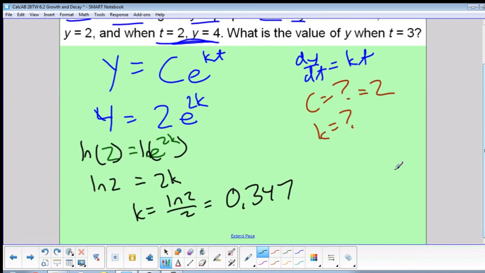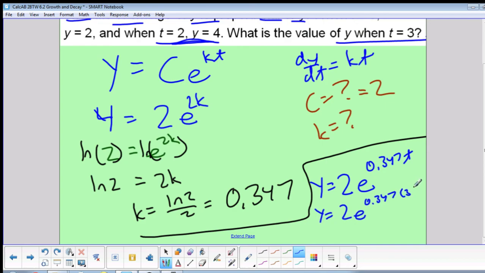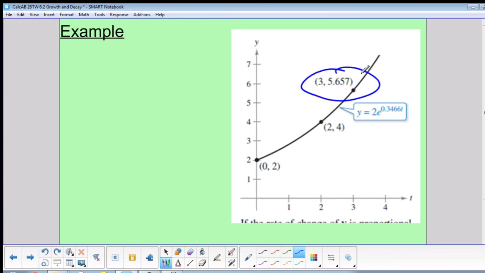So now that I have my full equation, I'm going to write it over here on this side. I can say y equals c, which is 2, e to the 0.347 times t. And what is the value of y when t equals 3? So you just plug that in. So y equals 2 times e to the 0.347 times 3. And if you plug that into a calculator, you will get what's on the next page. 5.637. And this is actually a graph that modeled that. So this is an exponential function. If you remember, it kind of goes to the asymptote, never touches. So (0, 2), (2, 4), and (3, 5.637).